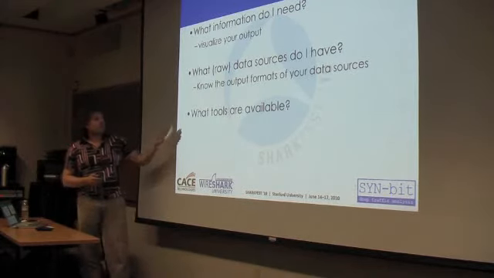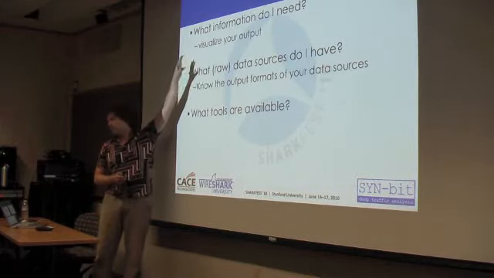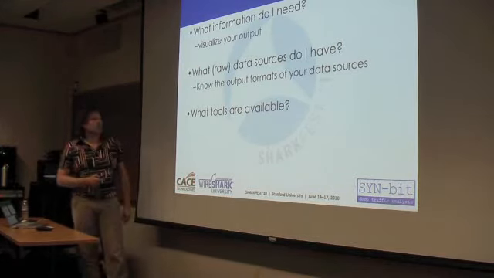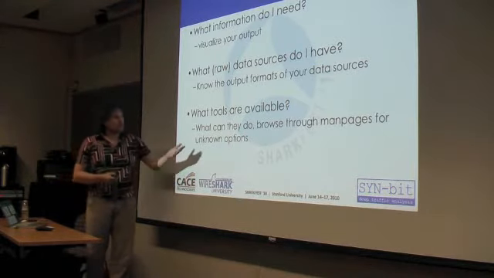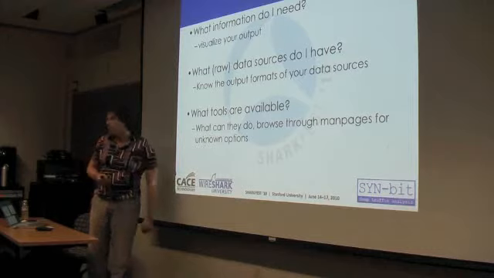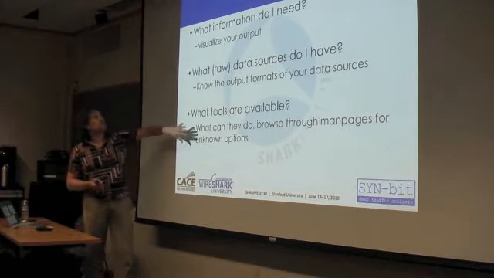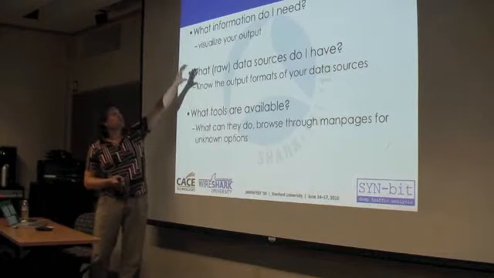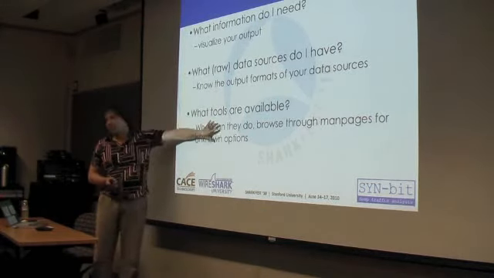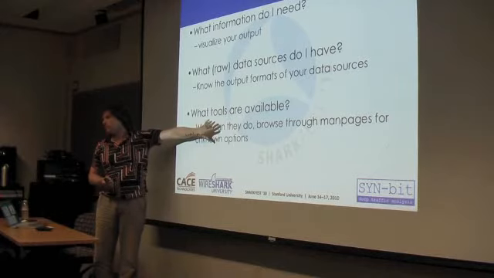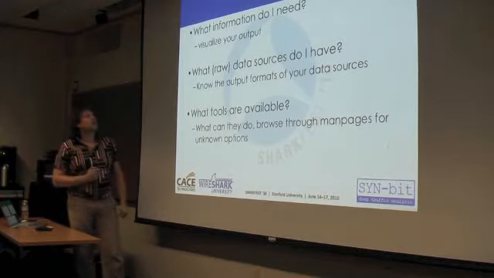And then you have to know what tools do I have available to get from the output from my sources to the output that you need. So what can they do? Browse the web pages and look for unknown options that you haven't seen before. So this session will focus on this whole process. We have a trace file, we need some information, and we have some Wireshark CLI tools and some shell scripting, and we try to mix them together to get what we want.